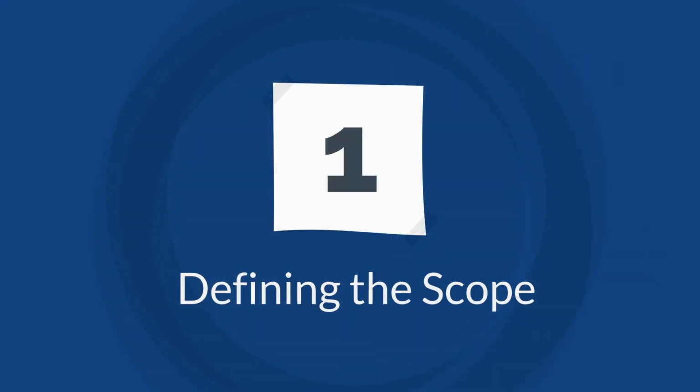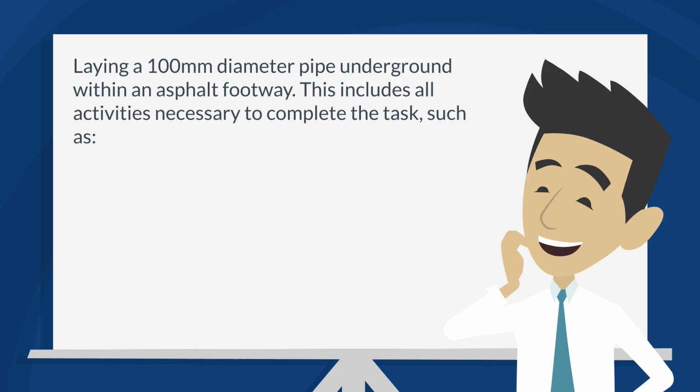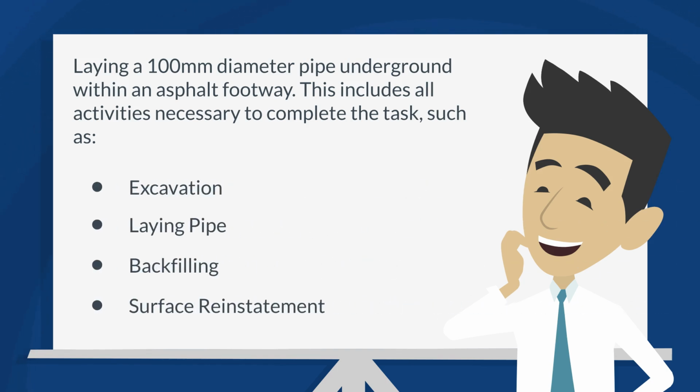Step 1. Defining the scope. Firstly, let's define our scope of work. Laying a 100mm diameter pipe underground within an asphalt footway. This includes all activities necessary to complete the task, such as excavation, laying pipe, backfilling, and surface reinstatement.